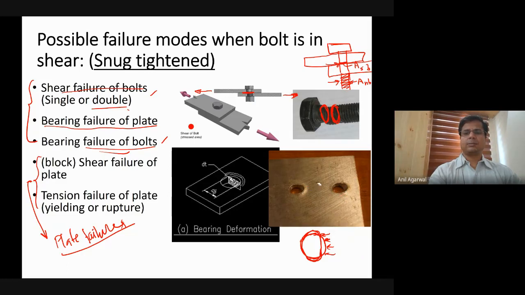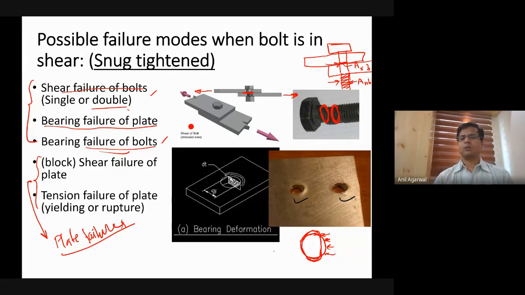So this is a typical plate bearing failure, right? So which parameters do you think should, geometric parameters first of all, should play a role in controlling the bearing failure of the plate?